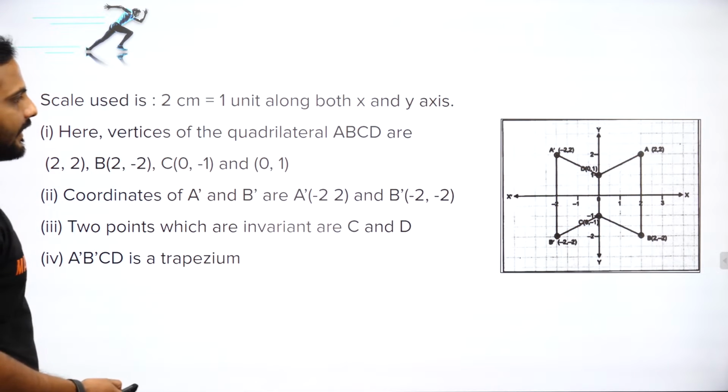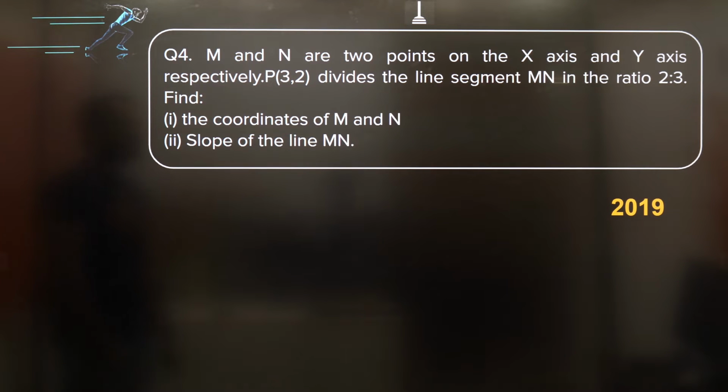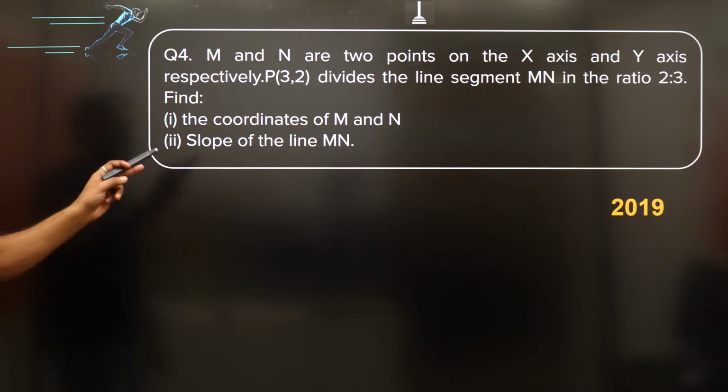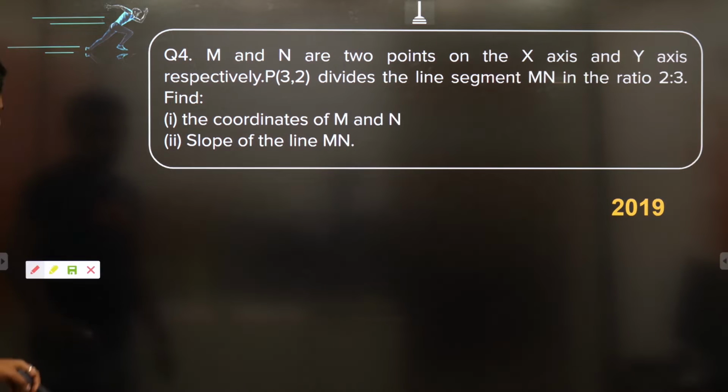So the next question we have is this. M and N are 2 points on the x-axis and y-axis respectively. P, which divides the line segment in the ratio 2:3, find the coordinates of M and N and slope of the line MN. A bit understand here what I'm telling you.